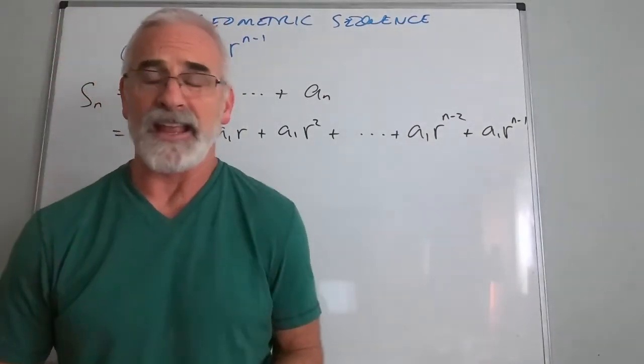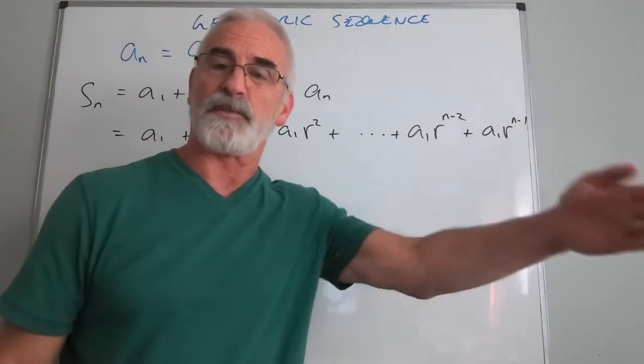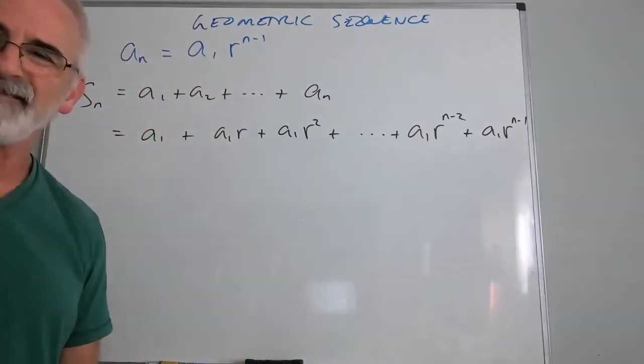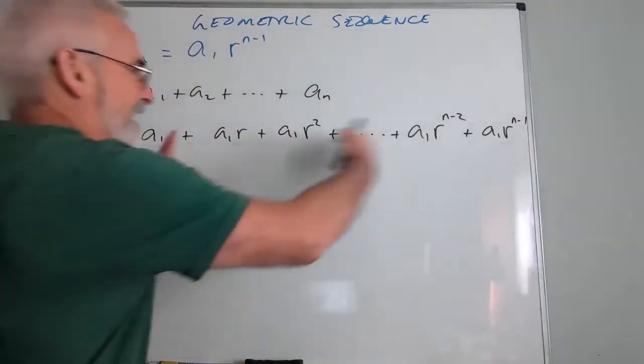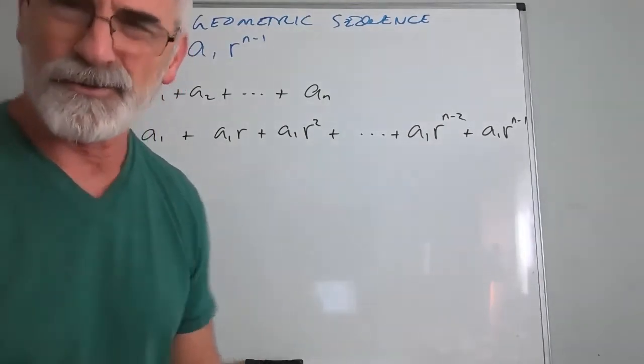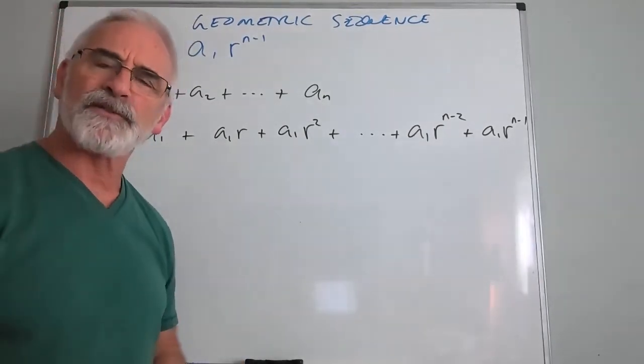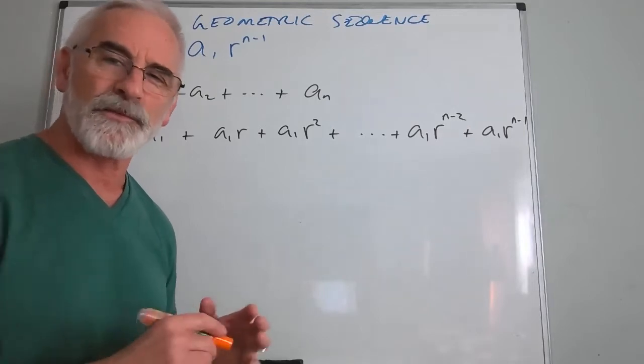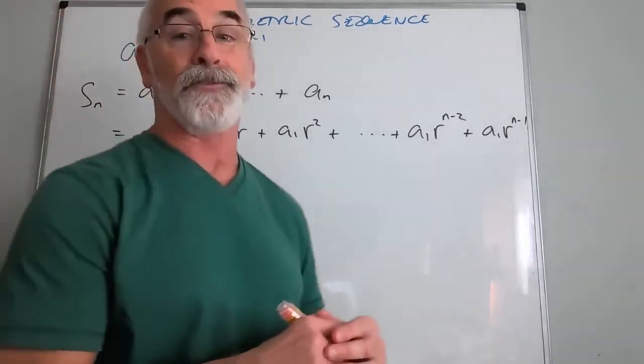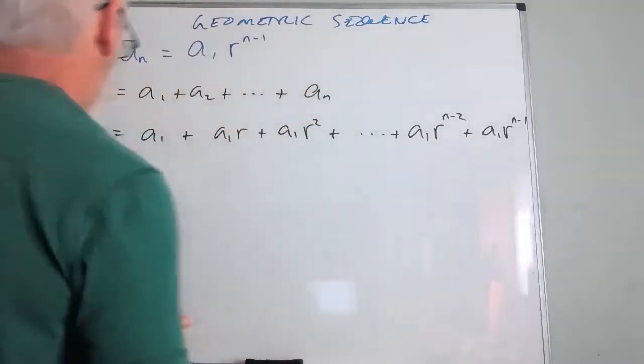I can factor out an a1, that's fine, but I have different exponents for each term. So this is not going to be easy to do. And if n is large, is there something else maybe that I can do that's clever? Did somebody figure out something truly clever? Yes, somebody figured out something truly clever.